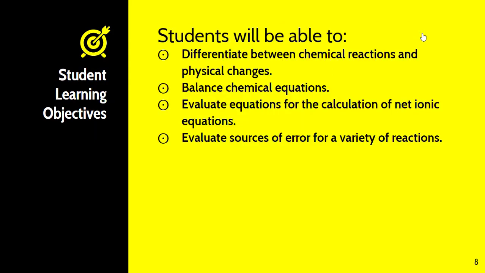Hey, quick little short video for today. I hope you guys get the gist of what we're focusing on. Like I said, make sure you understand those differences between chemical reactions and physical changes. You need to be able to balance chemical equations for this part of the unit. Net ionic equations is going to be very important. And then we'll talk about some of those sources for error a little bit later on.